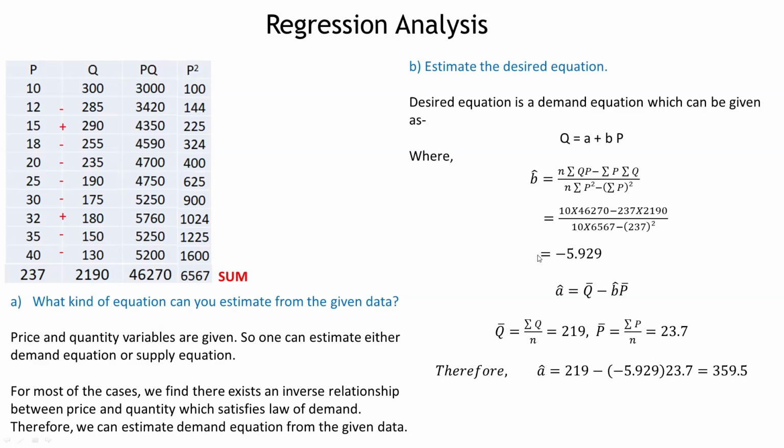Setting the estimated values of a cap and b cap in the regression equation, that is in the demand equation, we get q cap equals a cap, that is 359.5, plus b cap. Here b cap equals minus 5.929. So plus and minus makes it minus 5.929p. This is how we can estimate our desired equation using regression analysis.